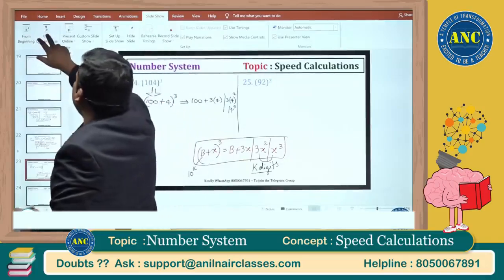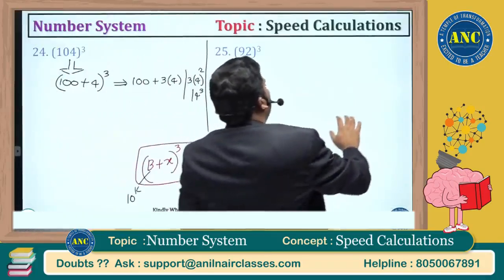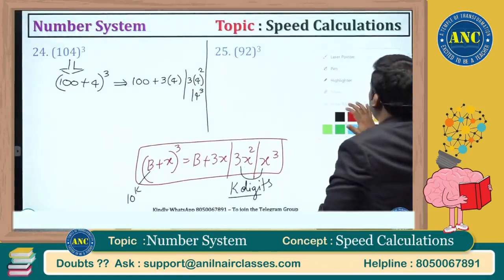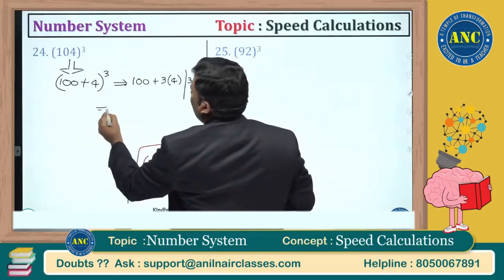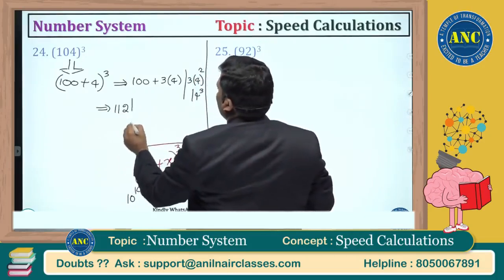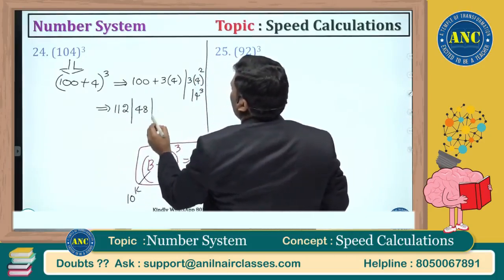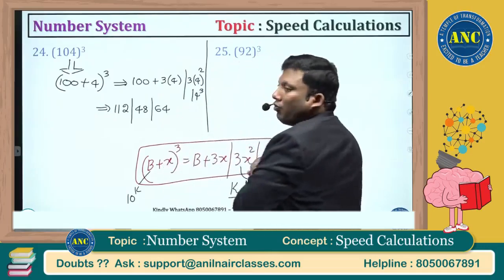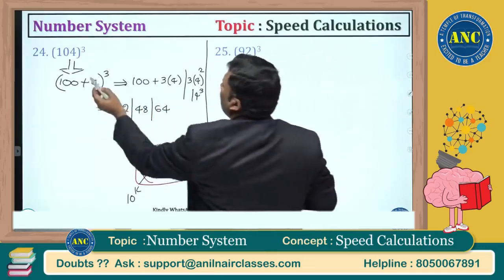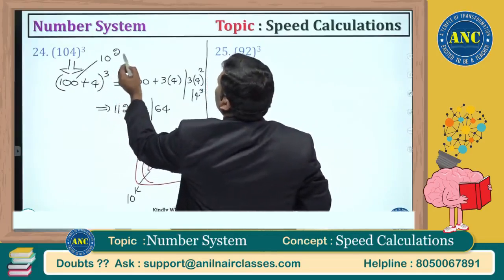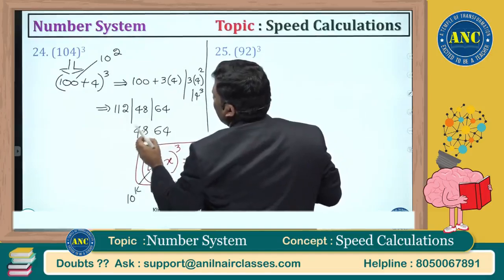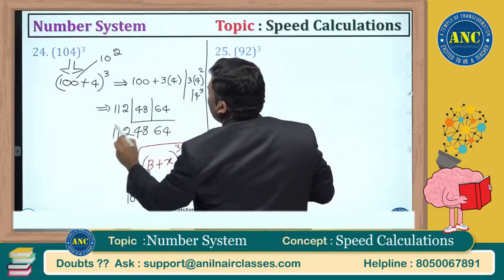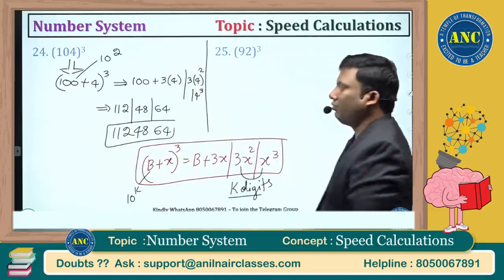Now see here. B plus 3x, 3x square and x cube. So this will become 112. 16 3s are 48. 4 cube is 64. 100 is 10 square. Last two places should have two digits. 64 and then 48. As it is, write down. Answer is 1124864.